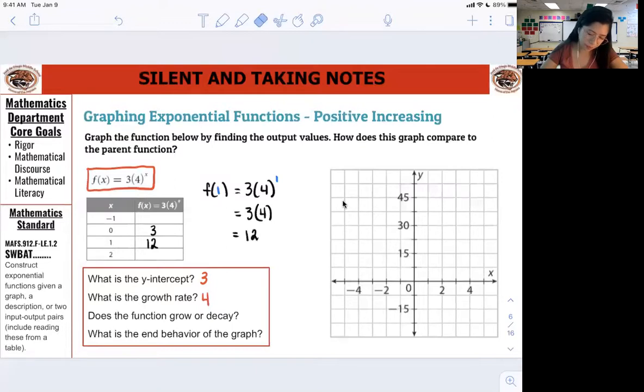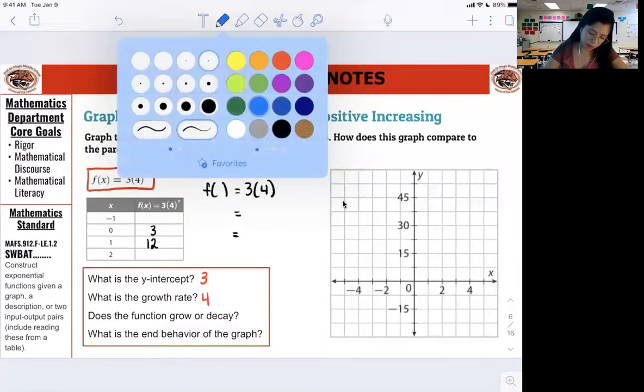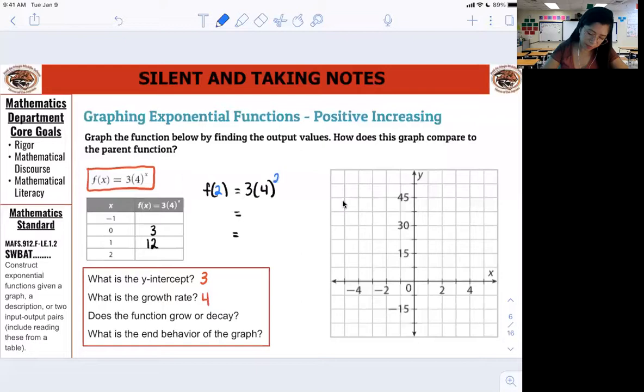It's 12. Then I go ahead and I'm going to plug in 2. So I'm just going to keep going down and plugging in the next number. I plug in my 2. Got to do my exponent first. So what is 4 to the power of 2? 16. So now I got to do 3 times 16, which is 48. Okay. So already we can tell these numbers got real big real fast.